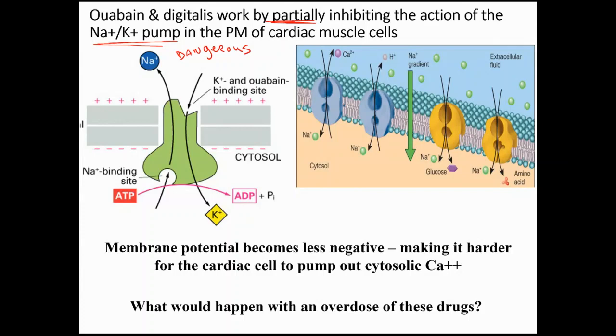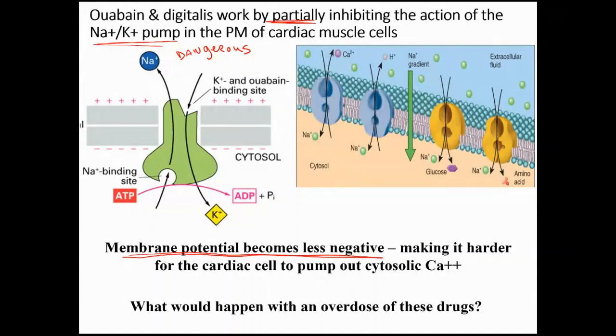Partially inhibits the action of the sodium-potassium pump. As a result of this, if the sodium-potassium pump is not working that well, it means that the membrane potential begins to become less. Cardiac muscle cells usually do have a resting membrane potential of around minus 90 millivolts, more so than a neuron. If the sodium-potassium pump is not working as well, that means instead of the membrane potential being like minus 90, it might be down at minus 70 or minus 60, a little bit less than that.